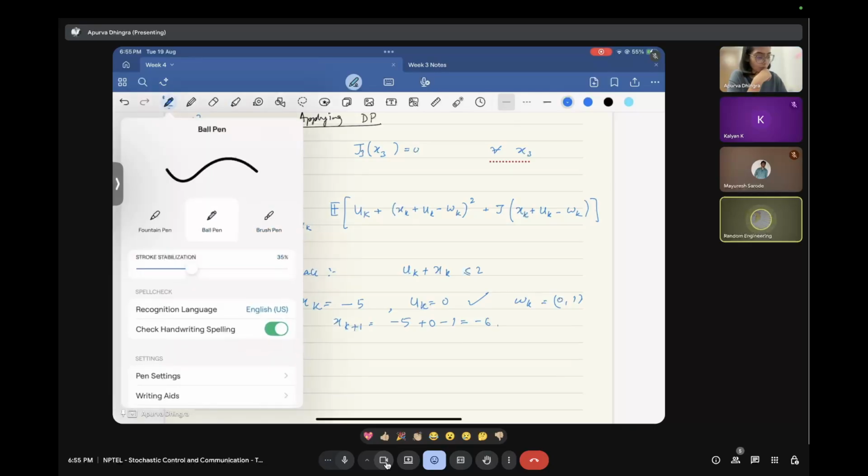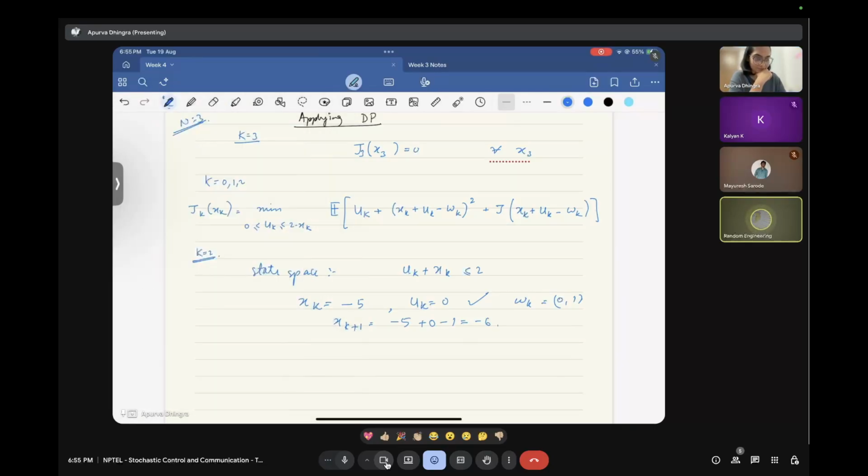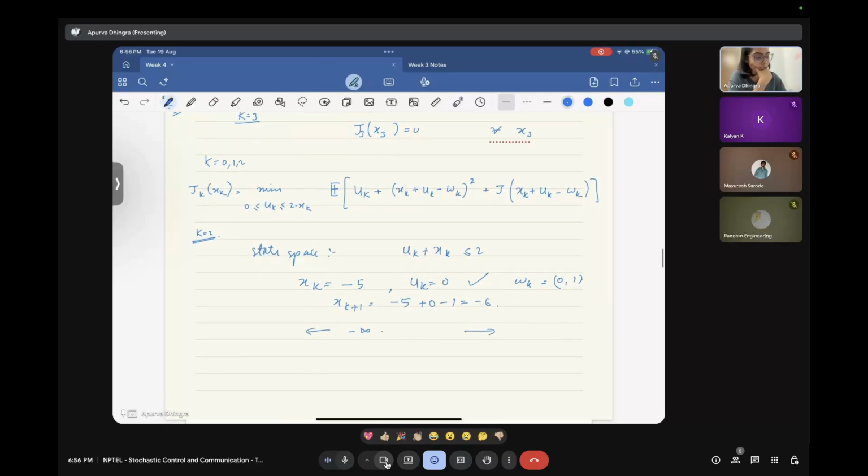Which means it can go all the way, then the xk range will be -infinity to +2. Exactly. So this side, it's going to go all the way till -infinity. On this side, like you said, when xk is equal to 2, let's make sure what happens.